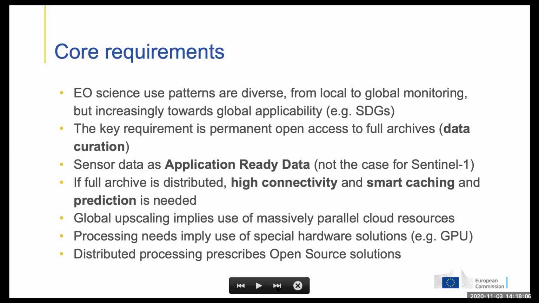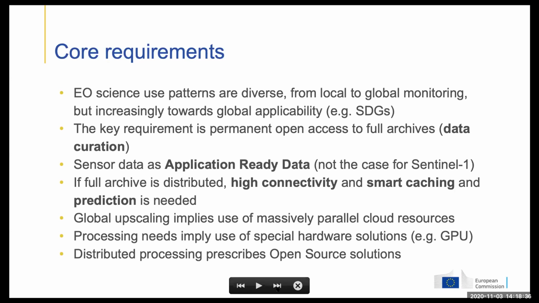Then, of course, you can think about, especially in this global context, that the data doesn't have to be at one single location, but can be distributed over different open archives, different open science clouds. And for that, of course, you would then need high connectivity and also ways to quickly move data while the user is actually processing it. So things like smart caching and prediction.